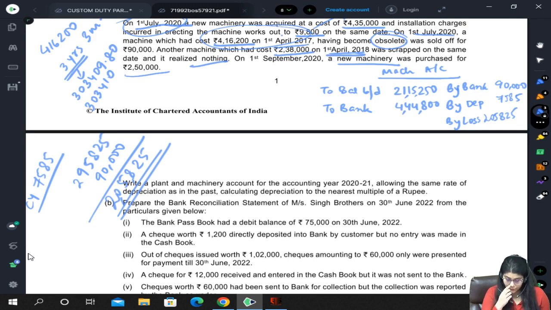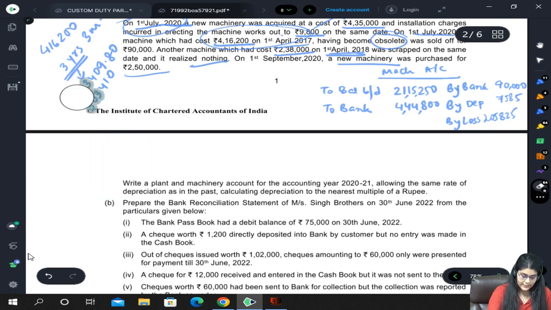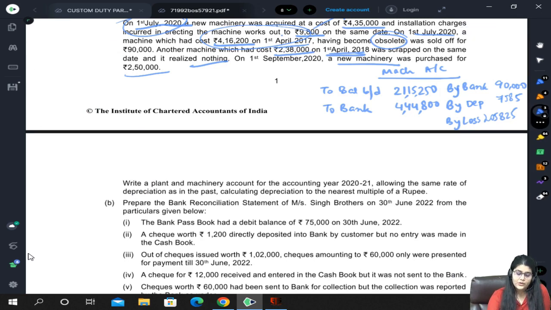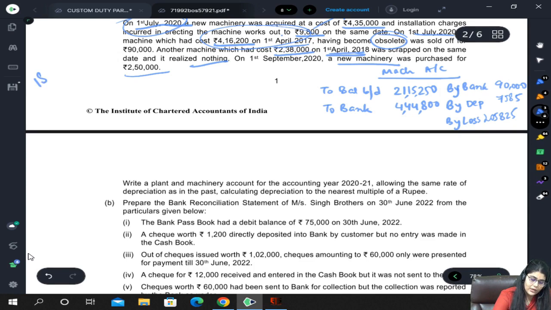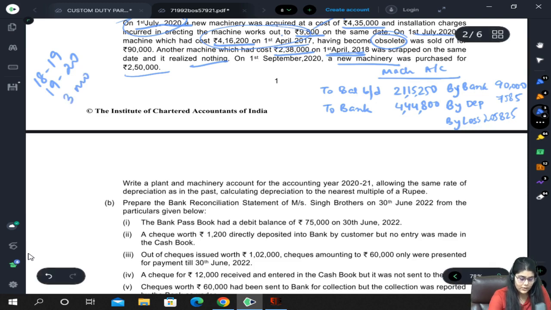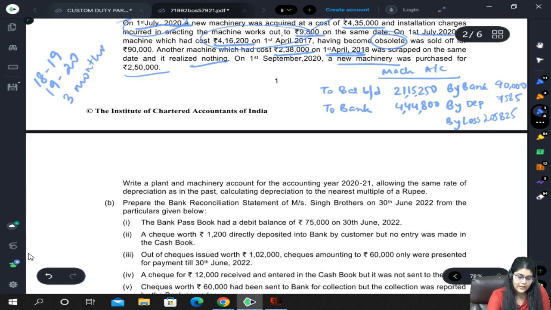Another machine which had cost 2,38,000 on 1st April 2018. This one was also scrapped off on 1st July 2020. So from 1st April 2018, we will have 2018-19 full, 2019-20 full, and another 3 months. So basically 2 years and 3 months.